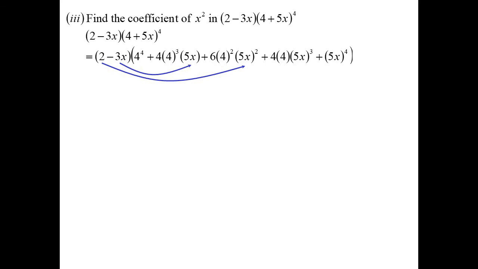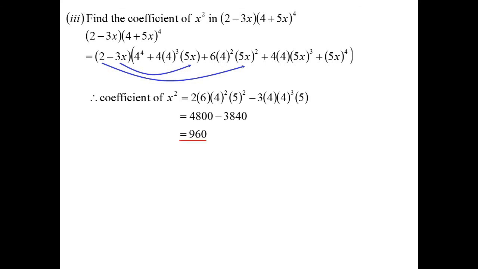And -3x would have to be multiplied by the term in the second one that just has x to the power of 1. x times x gives me x^2. So I really only needed those two. I could have stopped once I got the (5x)^2. I didn't need the other two terms. So the coefficient of x^2, well, the first one would end up with 2 times 6 times 4^2 times 5^2. And the second one gives me -3 times 4^3 times 5. And we end up with 960.